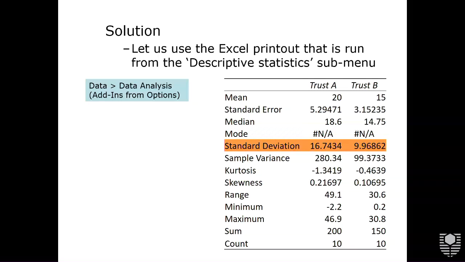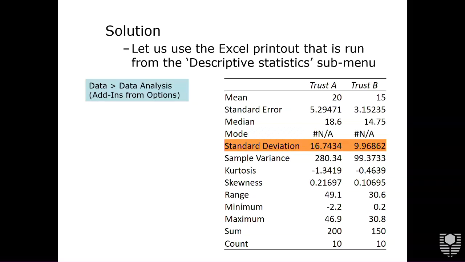So the solution, because they ask the level of risk, they explain here how to do it. I will do it for you guys. Data analysis, add-ins and options. So that's using Excel. We check and compare trust A and trust B.